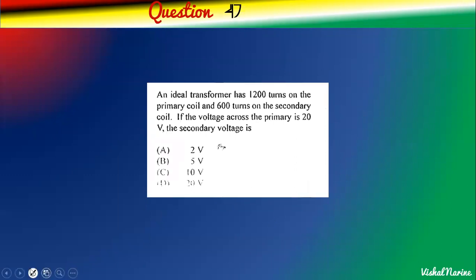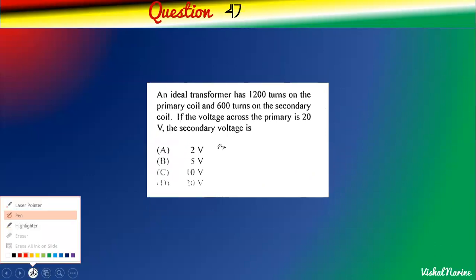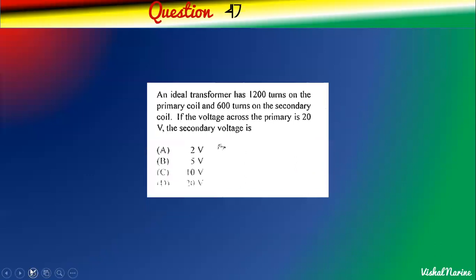Good. So this is question 47. I'm just going to work it out, and we're waiting on your answers.